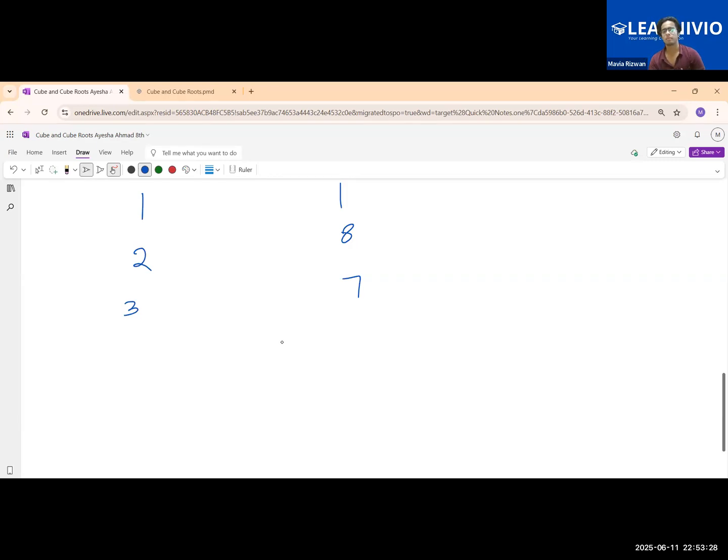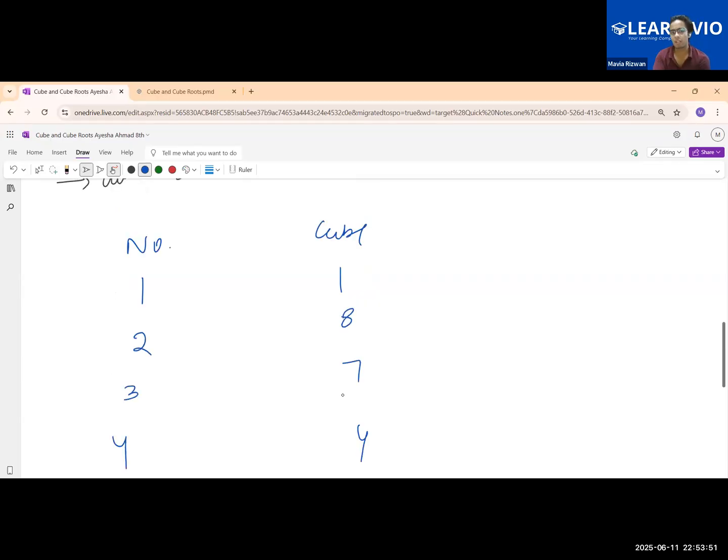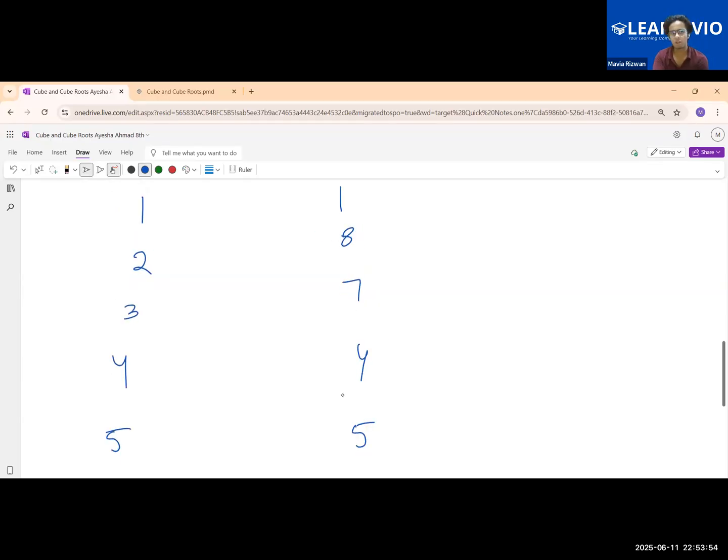No, sir, I didn't get it. So now if a number is ending with 4, its cube would end with 4 only, because 4 cubed is 64. If a number is ending with 5, its cube would end with 5. Now look at this pattern. And 0 would give 0. Now 6 cubed is 216, so if a number is ending with 6, its cube would end with 6.